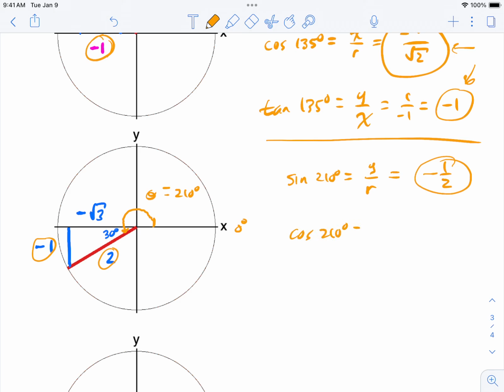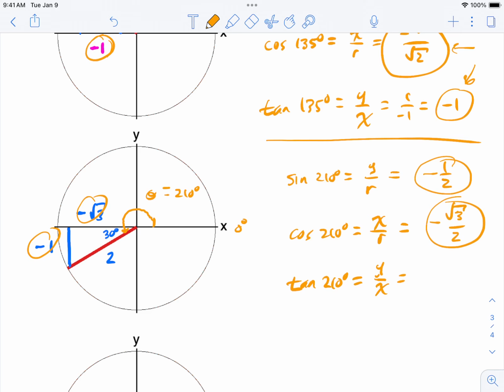The cosine of 210 is, in this case, x over r, which would be negative root 3 over 2. So the cosine is negative as well. And then, to find the tangent of this 210-degree angle, you would do y over x. That's what you always do. In this case, y over x is negative 1 over negative square root of 3. The negatives cancel, so that actually comes out to be positive, because a negative over a negative makes it positive. 1 over square root of 3.